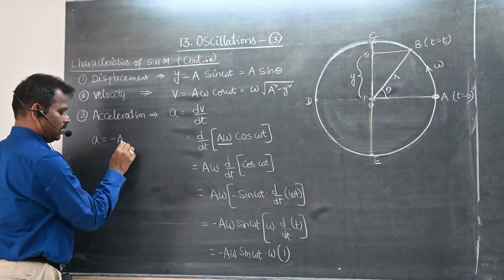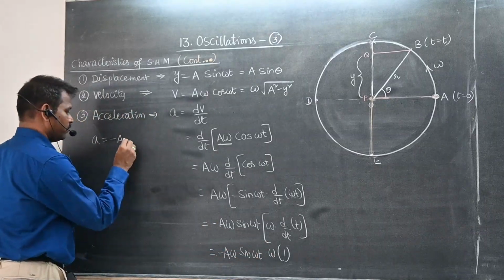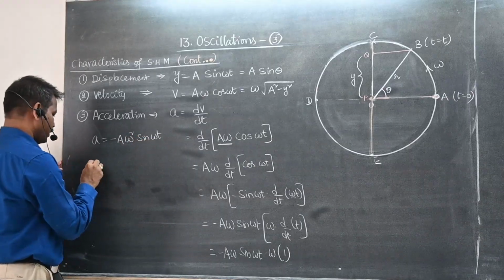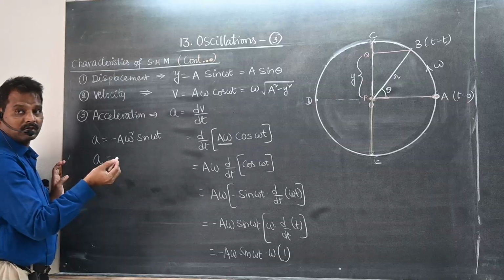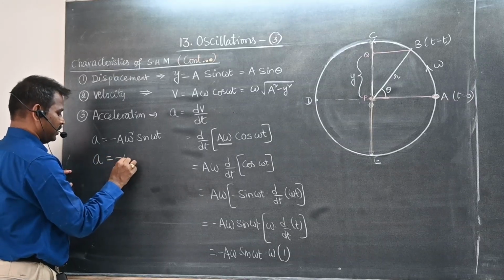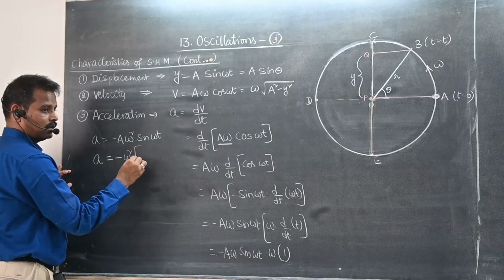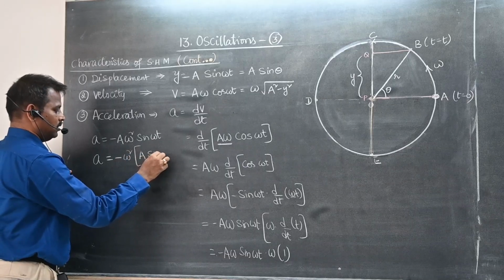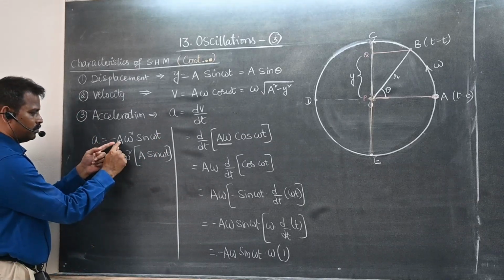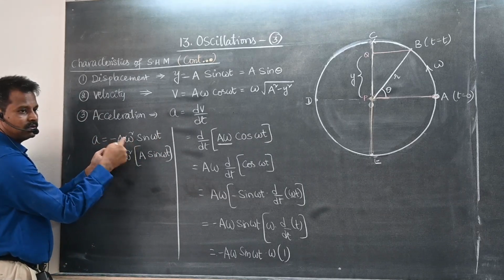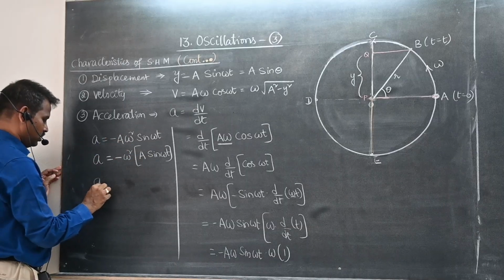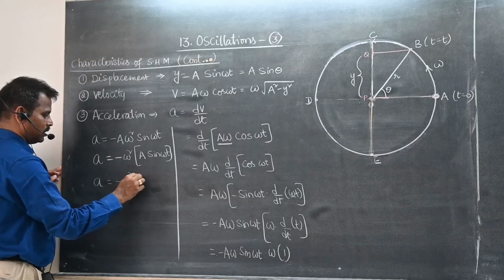So now, what is the acceleration of a particle executing SHM? Minus A omega into omega, omega square sin omega t. The acceleration of the particle can also be written as a is equal to minus omega square A sin omega t. I just replaced these two terms. So omega I took outside, omega square remaining. So a is equal to minus omega square.